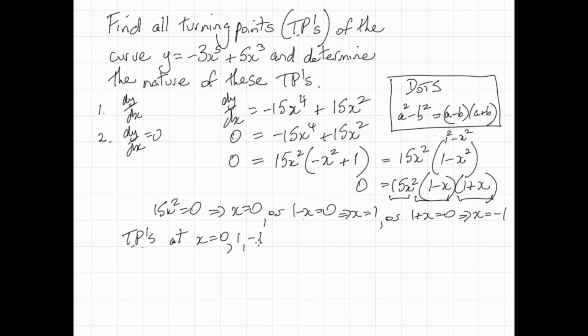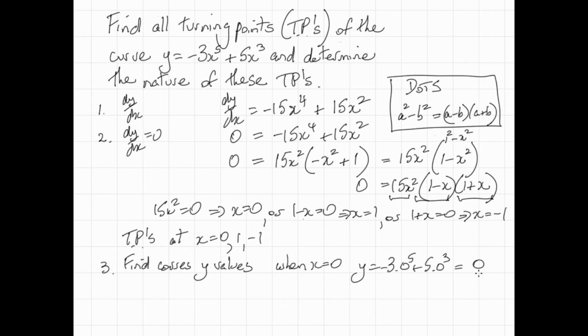What's the third step? The third step is to find the corresponding y values for each of these x values. How do you do that? By substituting these x values back into the original equation. So when x equals 0, y is equal to minus 3 times 0 to the 5th plus 5 times 0 to the 3, which is just equal to 0.